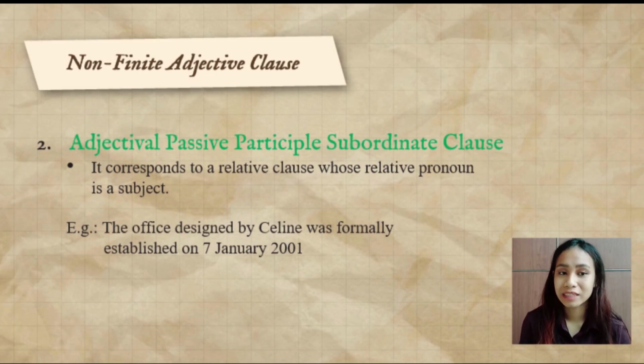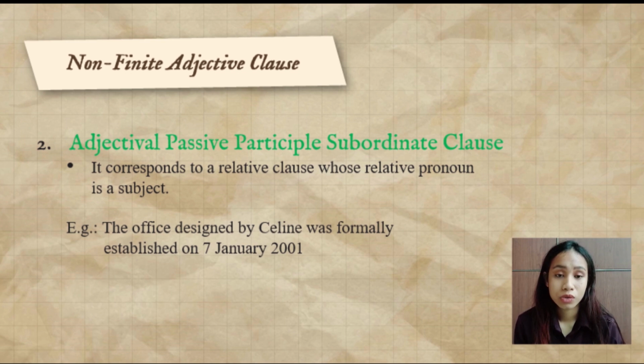Next slide is the adjectival passive participle subordinate clause. It corresponds to a relative clause whose relative pronoun is a subject. For example, the office designed by Celine was formally established on 7 January 2001. Designed by Celine here is known as an adjective clause. Why? Because it's placed after the noun. The noun here is office, the noun phrase. The clause designed by Celine can be interpreted as who is the designer.